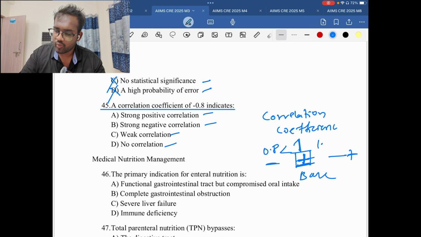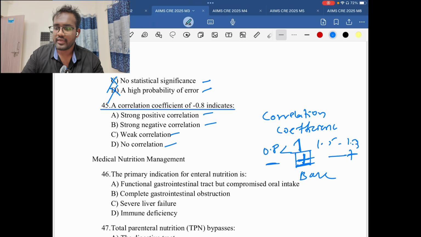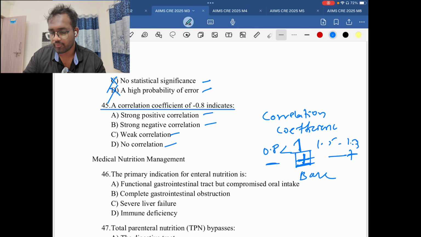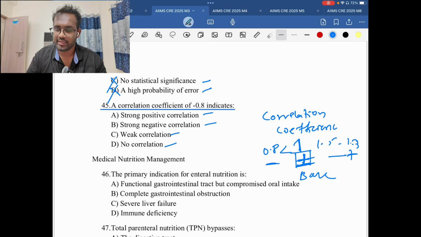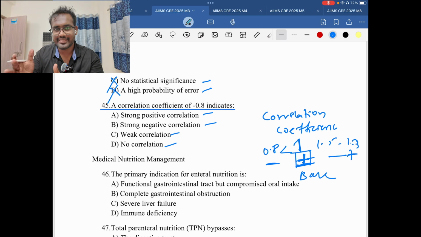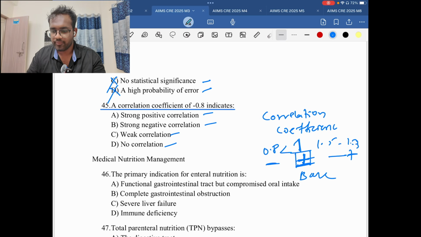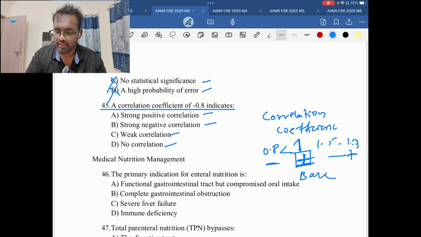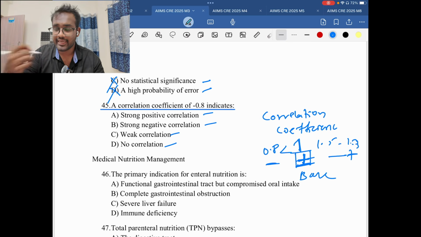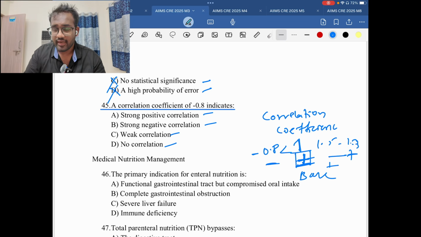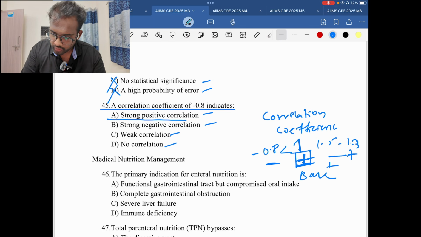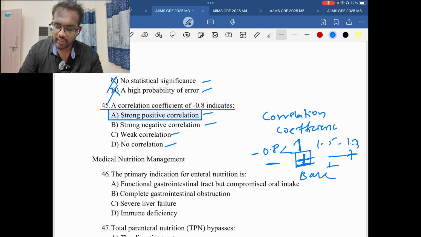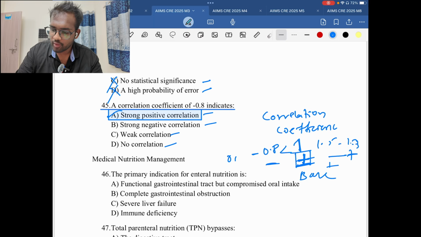If the number is more than 1, like 1.5 or 1.3, it is a strong positive one. So that's how you need to remember. 1 is the base, and if it is less than 1, it is trying to become positive. If it reaches 1, it becomes positive. So here they have asked about a correlation coefficient of 0.8, which is minus here, and the number is 0.8. It is near to 1, near to positive, so the answer will be strong positive correlation. I hope you get the point. If it is less than 0.8, like 0.5, it is weak negative.